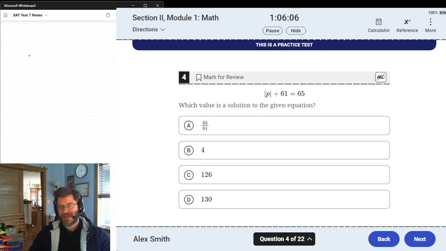We've got absolute value. Don't let that wig you out. Absolute value of p plus 61. We're going to go ahead and subtract that 61 over. And of course, that's 4. Absolute value of p is 4.